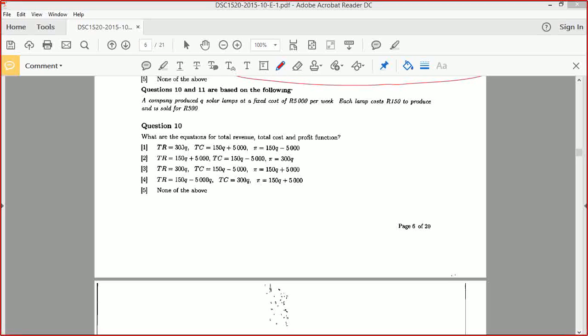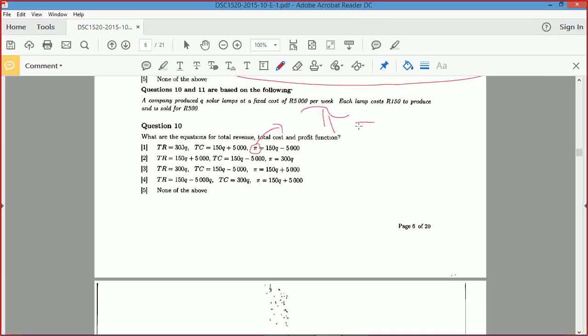Q, because that's how much it's sold for. Good. Then the total cost is 150 because that's how much each lamp costs, plus 5,000. Yeah, it's 150Q plus 5,000. And then that end-looking thing is 150Q minus 500. Yeah, this end-looking thing, it's pi.